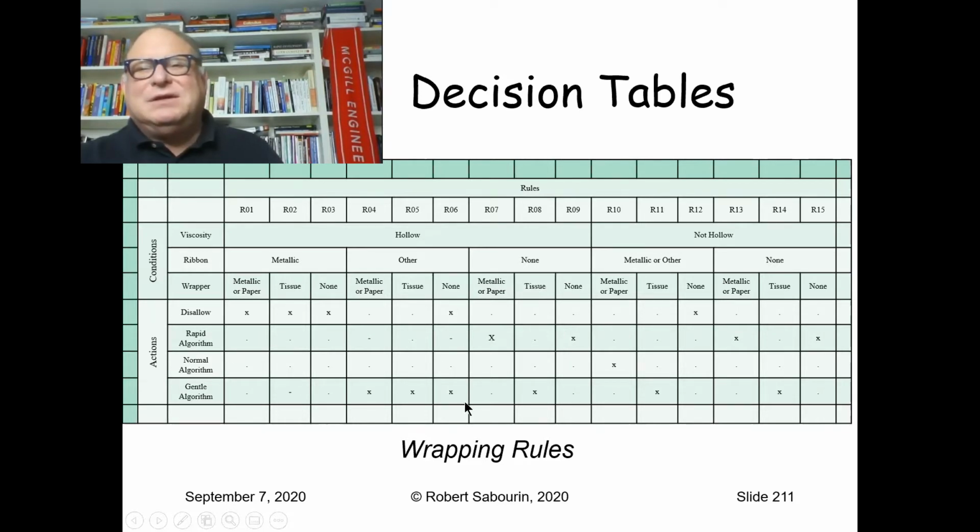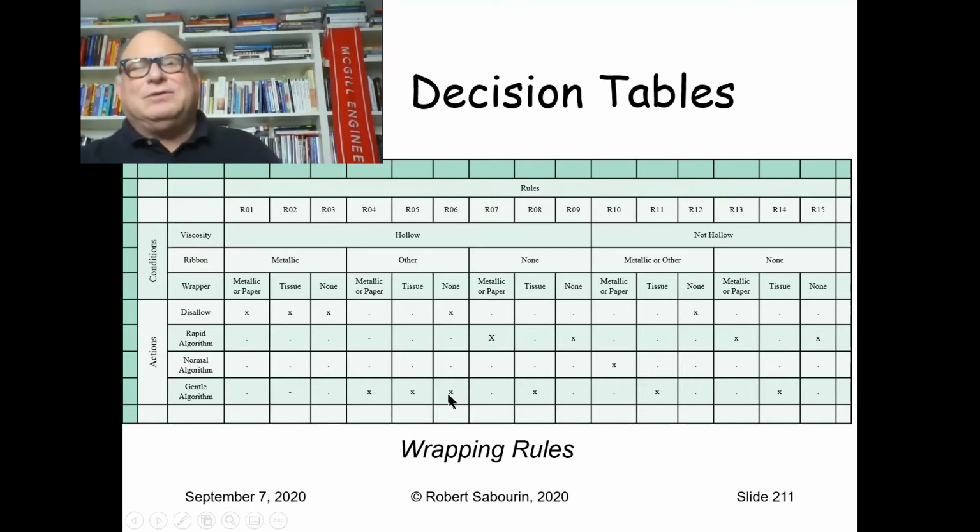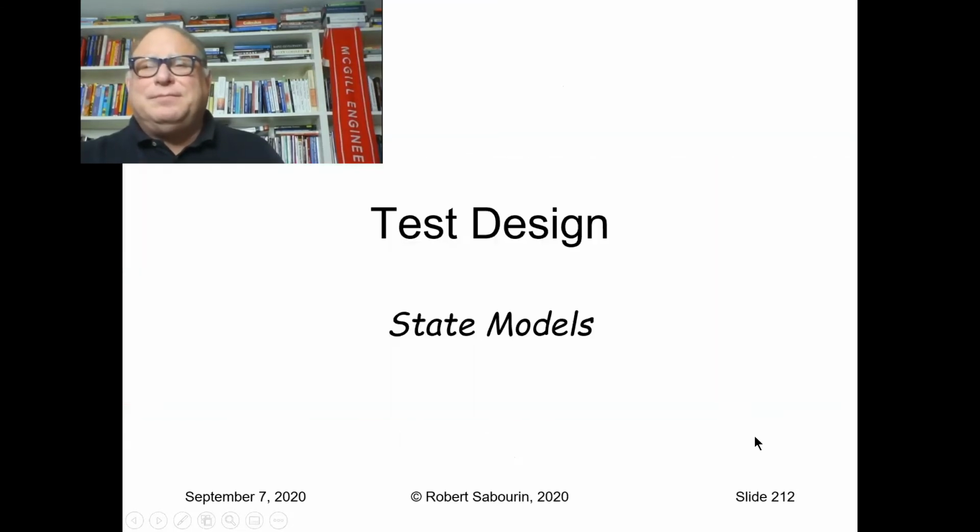In this case, there's a mistake in the table. Just look at where it says disallow for rule 6. That means that we shouldn't have a gentle algorithm, because there should be no algorithm in that case. So that's the wrapping rules for the Wrap-O-Matic described in a 15-rule decision table.